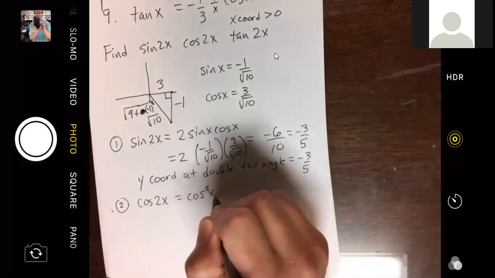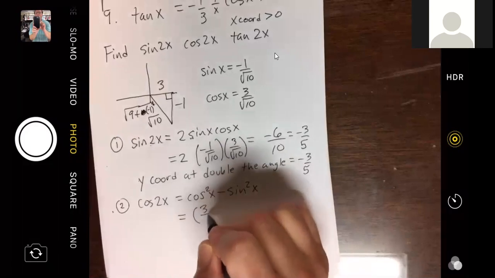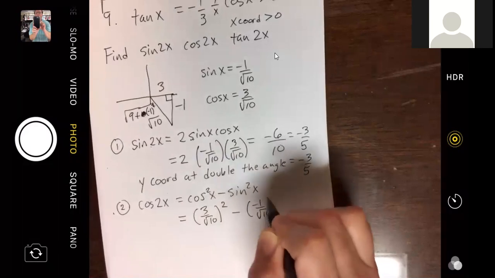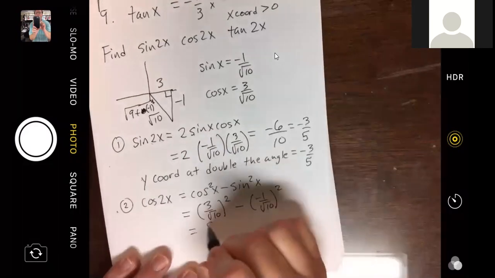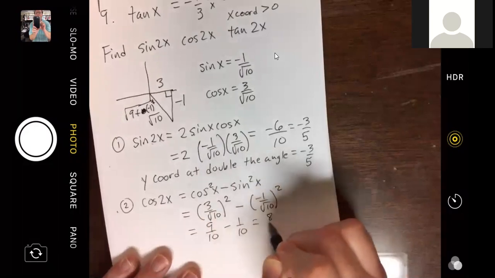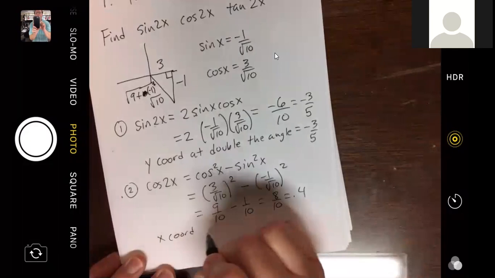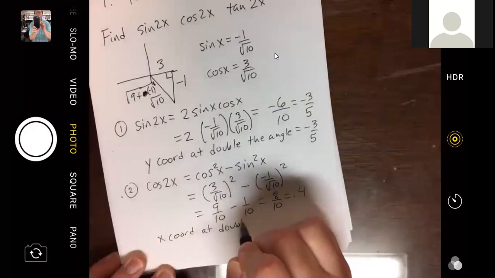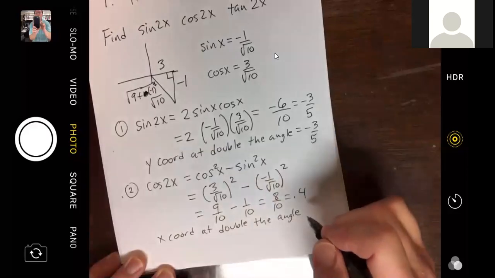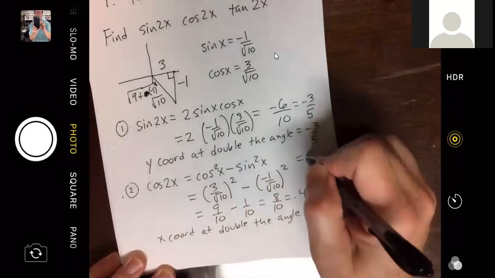Cosine squared of x minus sine squared of x. Cosine x again, 3 over root 10, quantity squared, sine of x -1 over root 10 squared. We're looking at 9/10 minus 1/10, which is 0.8. So that's the x coordinate at double the angle. It is equal to 0.8, and this would be a -0.6.